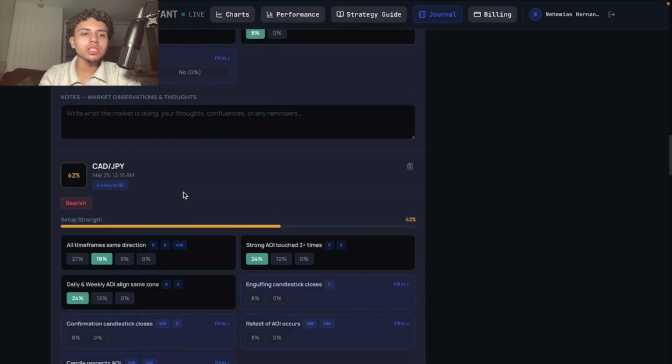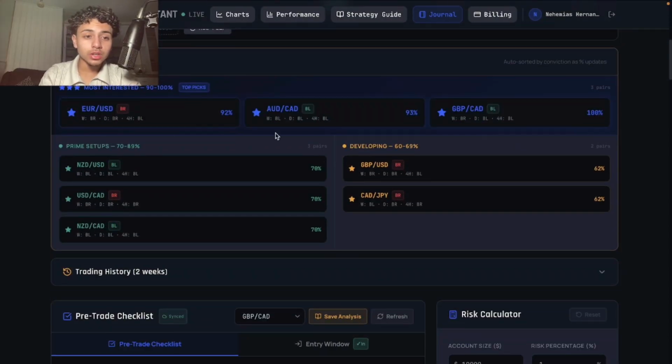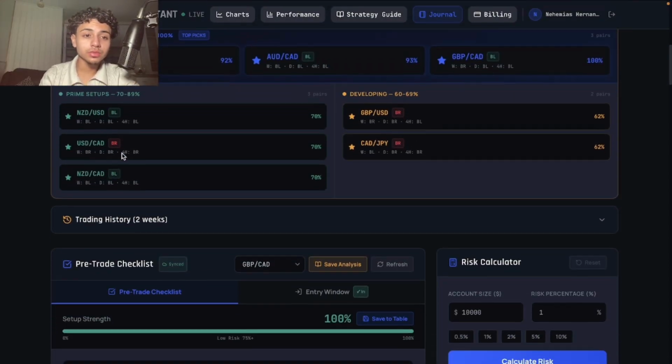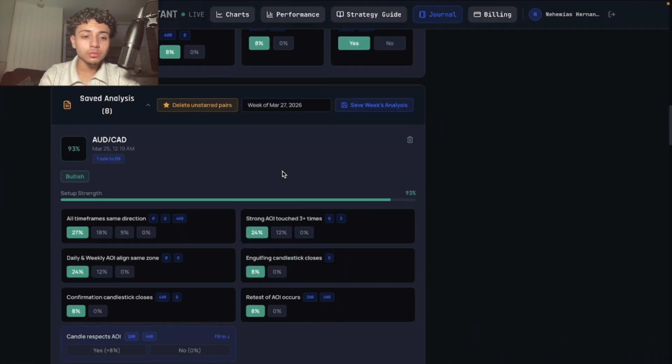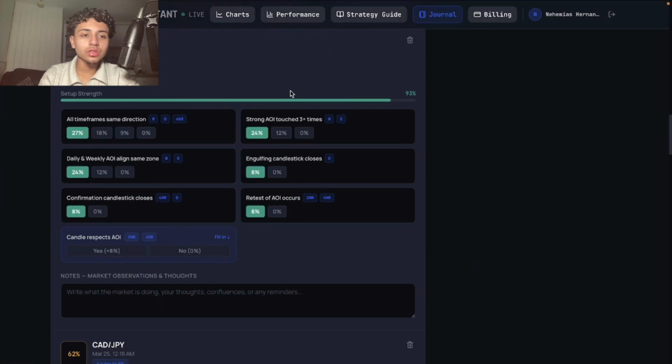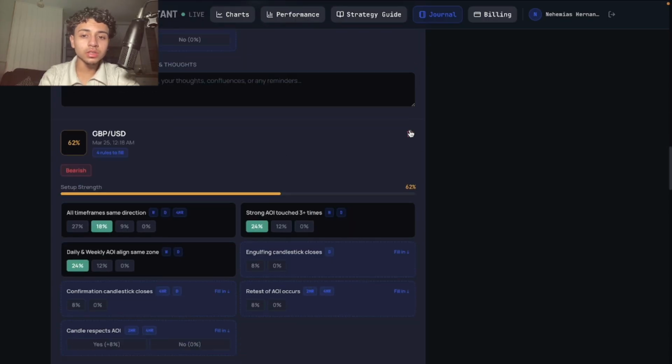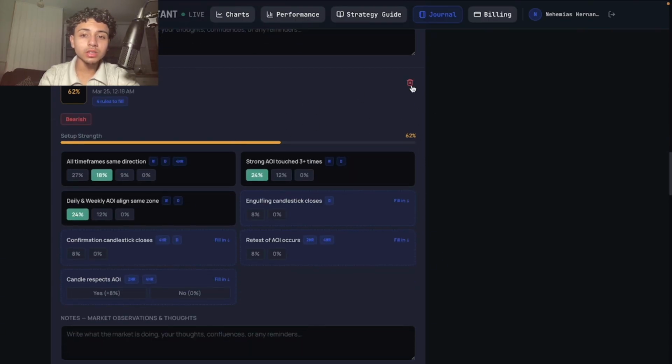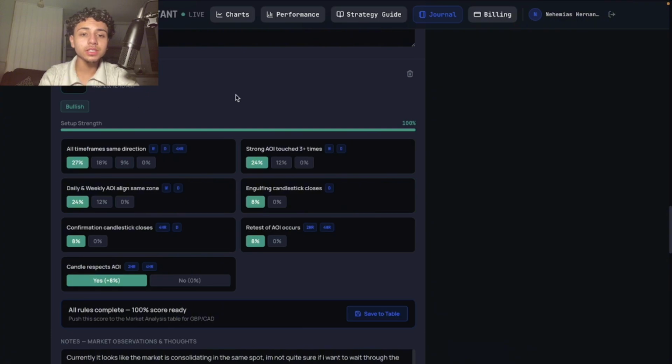So now that I'm not really interested in any other pairs than just Euro USD, AUD CAD, and GBP CAD for this week, I'm going to get rid of the other ones. So let me go to the pre-trade list. Let me refresh this. AUD CAD I'm interested in. CAD JPY I'm not interested. I'm going to delete this. GBP USD I'm not interested. I will delete this. Euro USD I'm interested. And GBP CAD I'm interested.